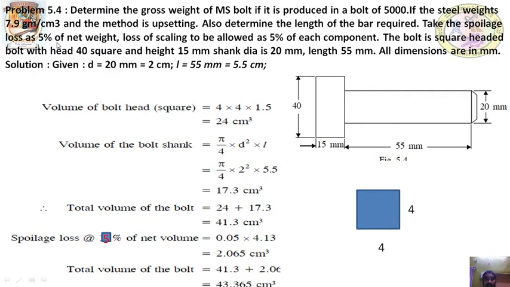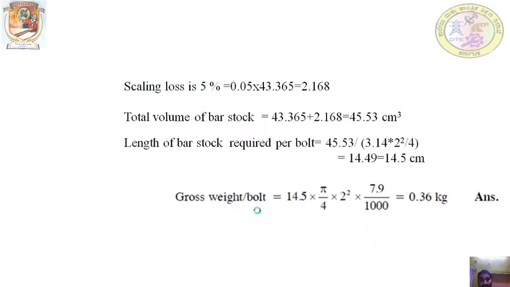One is spoilage losses 5% and another one is scaling losses. So consider the spoilage loss as 5% of the total components, that is 41.3 total volume. 41.3 of 5% is 2.065. Total volume of the bolt will be 41.3 plus 2.065, that is 43.365.